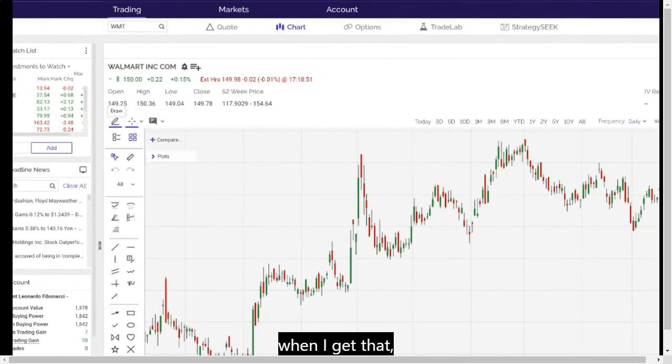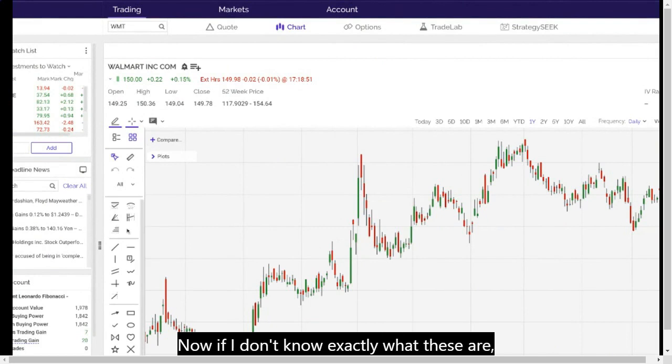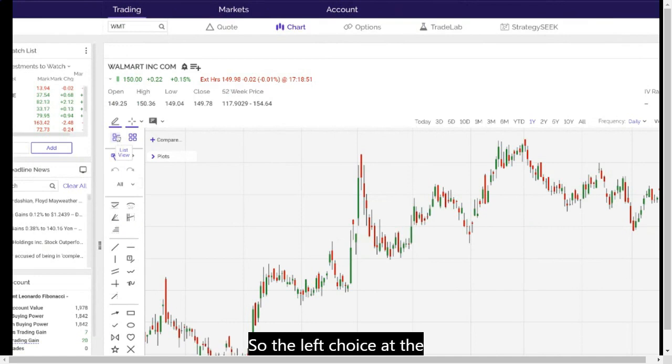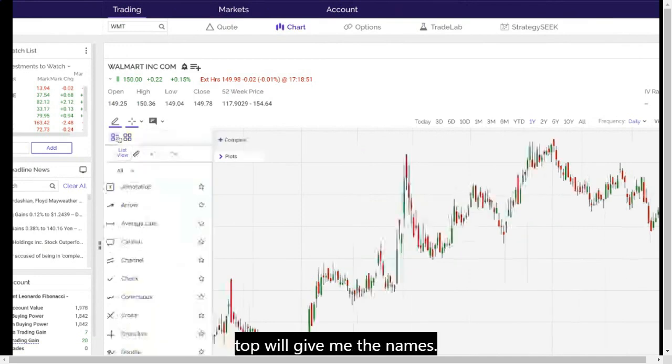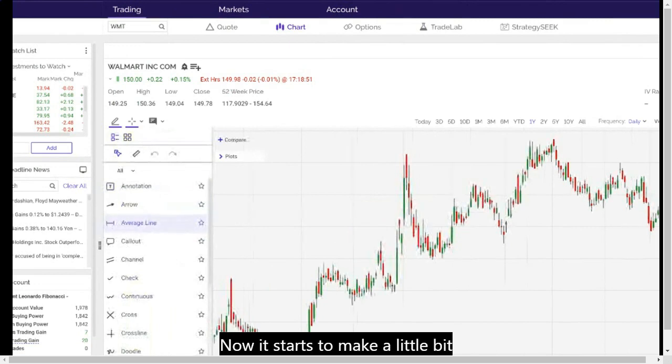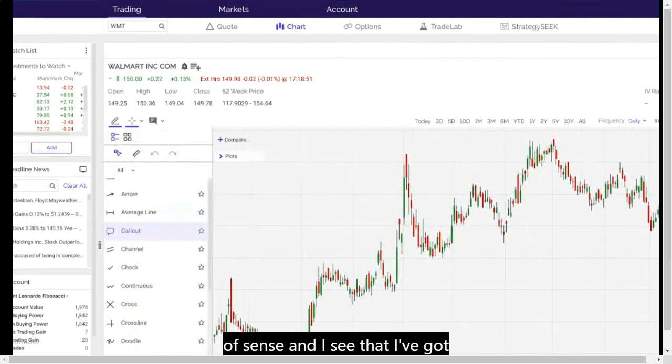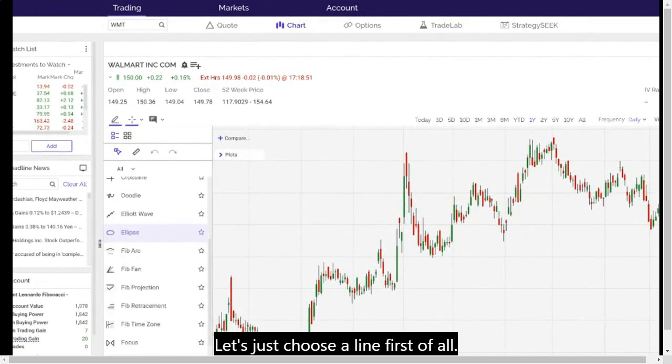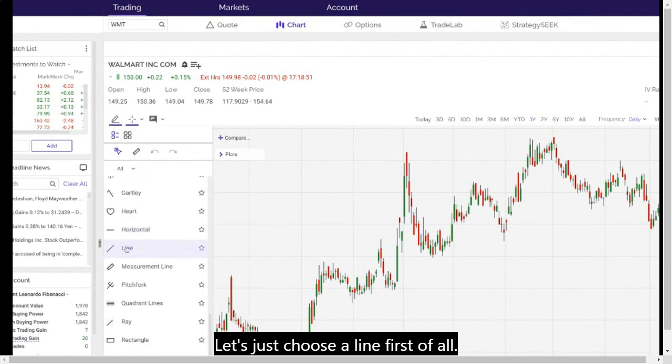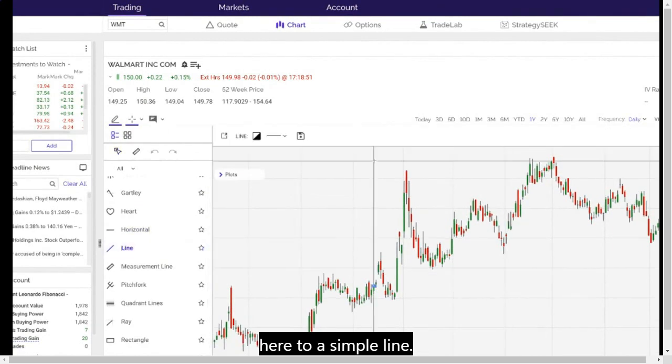When I click, I'm going to get a list of icons. Now, if I don't know exactly what these are, let me click here and get the names. So the left choice at the top will give me the names. Now it starts to make a little bit of sense, and I see that I've got a lot of different choices here. Let's just choose a line, first of all. So I'm going to come down here to a simple line.